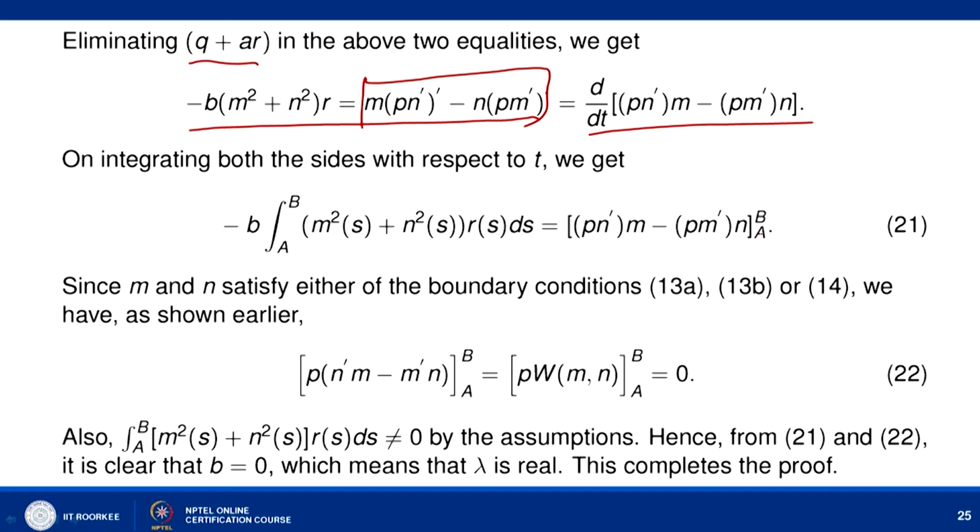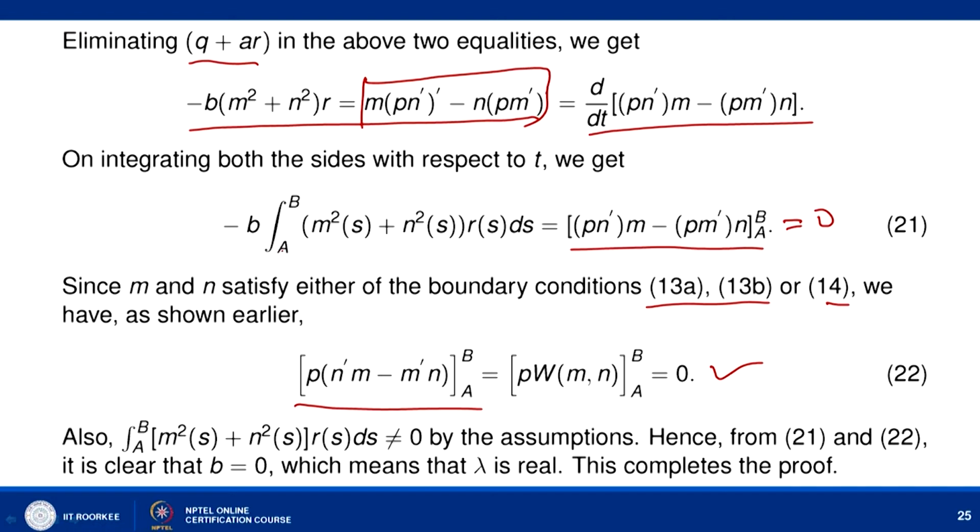Now we already know that this m and n satisfy either of the boundary conditions 13a, 13b or 14. So we already know that m and n both will satisfy the boundary condition, and we have already seen that if they satisfy the boundary condition, then this quantity, which is Pwmn from a to b, is equal to 0. That is the content of the previous two theorems. So if it is 0, then this part is simply 0.